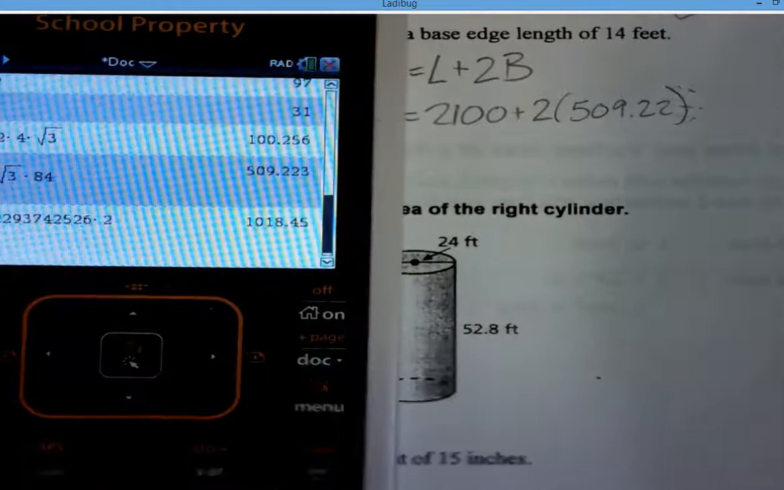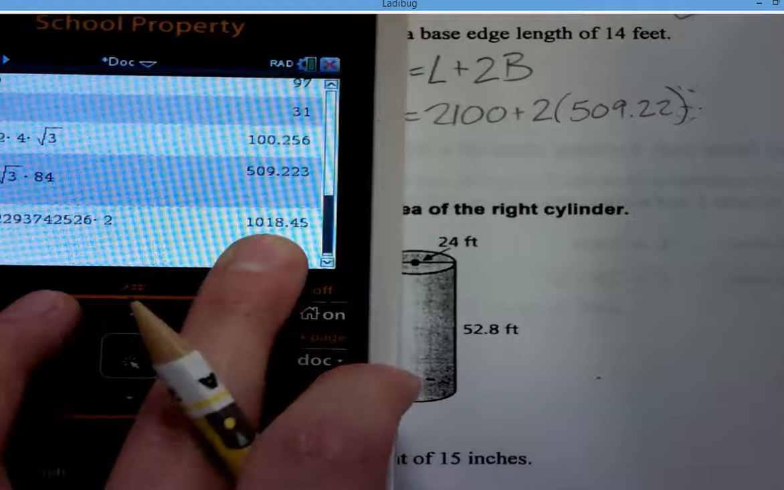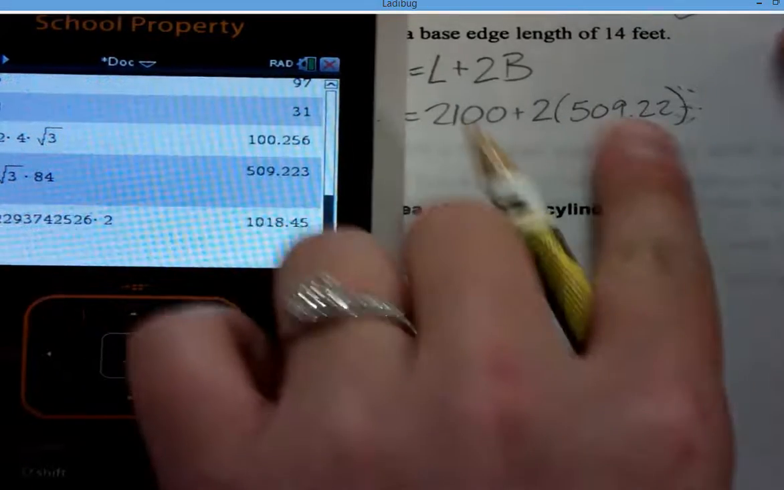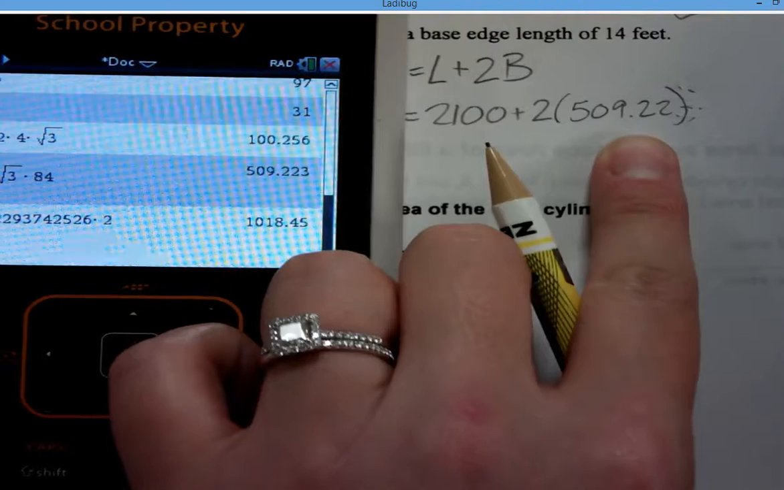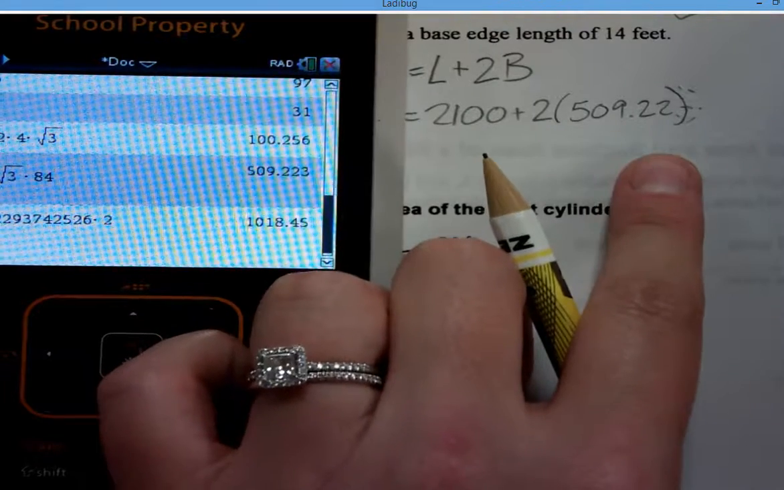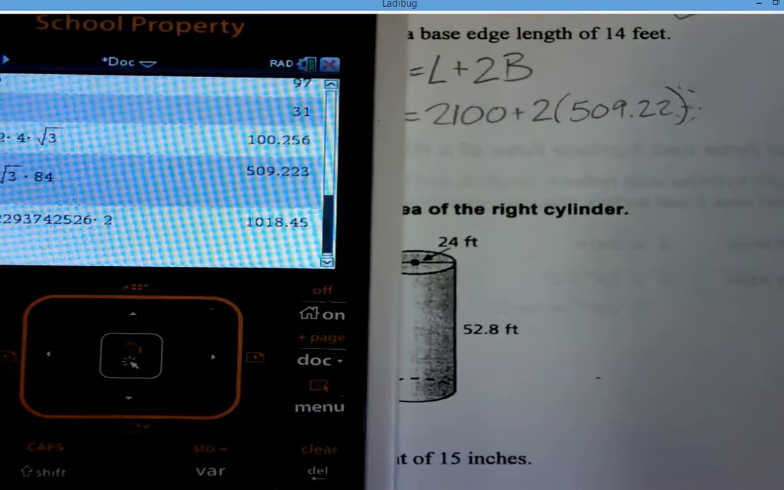I'll show you what happens. If you multiply this times 2, you get 1018.45. If you multiply this one by 2, you get 1018.44. So I would just suggest that if one doesn't work, try the other one on the homework.